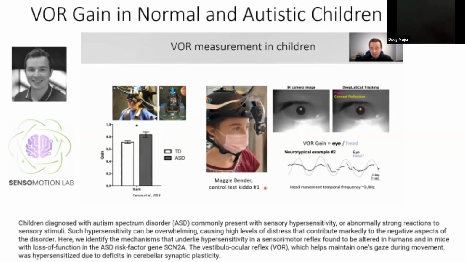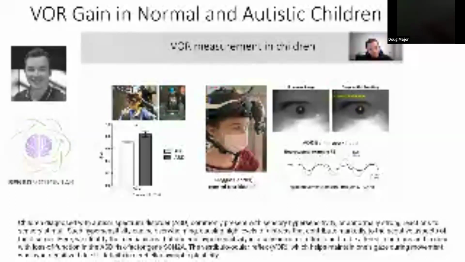So here it's the control test, Kilo 1. It's Maggie Bender, actually Kevin's daughter. And we built a very simple system. We basically bought a helmet. We put an inertial system on the head with gyroscope and accelerometer. And then here we put a small spy camera to track the eye, an infrared camera. And here you can see the image, and we perform the tracking of the pupil and the corneal reflection to have the reference of the eye movements using DeepLabCut.